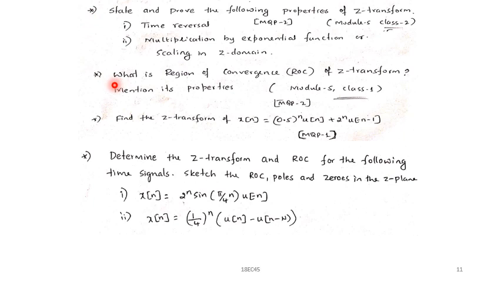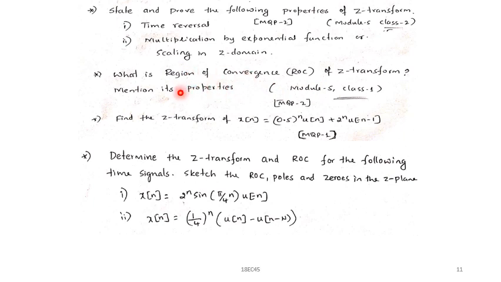And similarly, they asked what is the region of convergence, the ROC of the z transform, and to mention its properties. You have to define what the region of convergence is, as explained in the first class of z transform, and mention its properties. Around 7 to 8 properties are there. You have to write those properties. If they ask to explain the properties, just write the properties and give some examples for that.